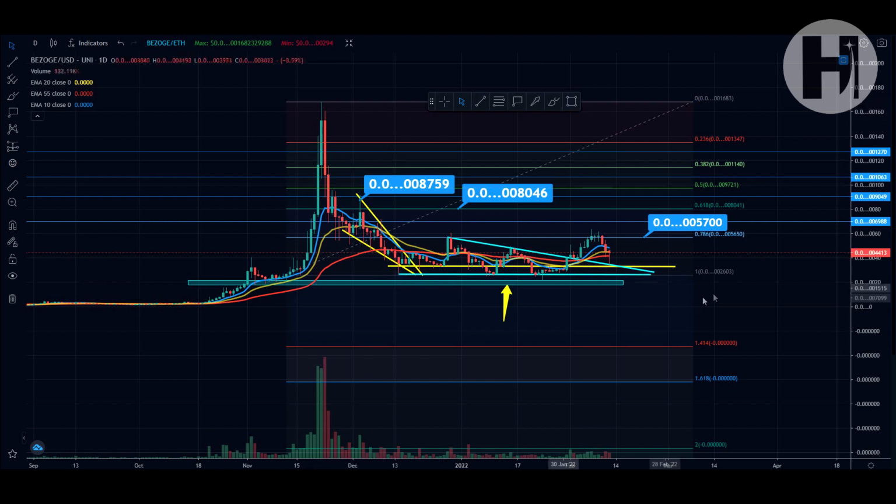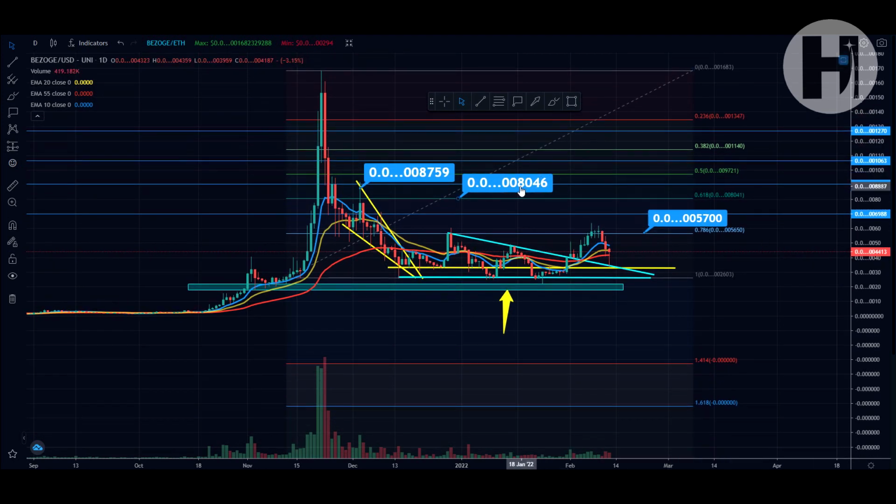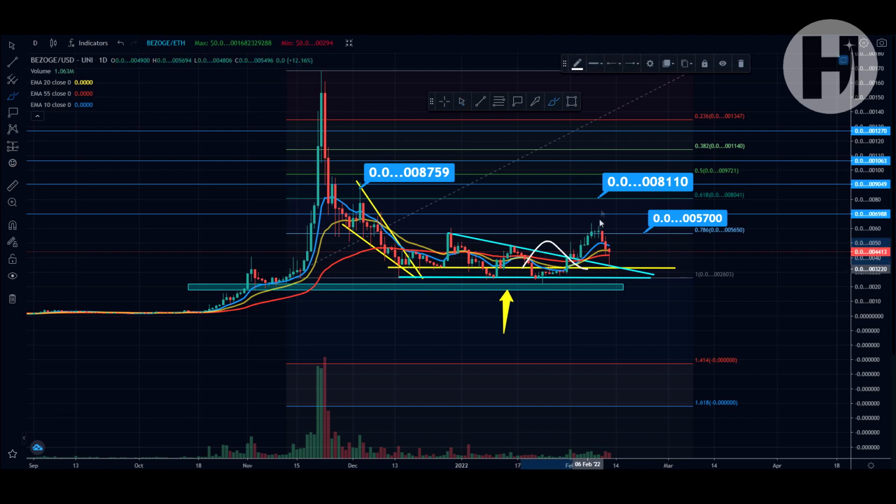And the swing low over here is at 0.02603. So this gives us the golden ratio at 0.08041. Now, this is the level that we need to break through and backtest as support in order for us to get bullish once again. This is the golden ratio. This is a very, very important level that we need to break through.